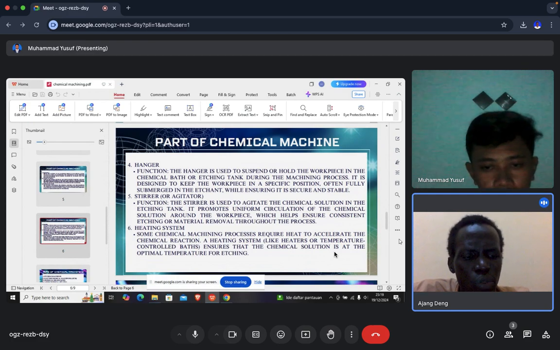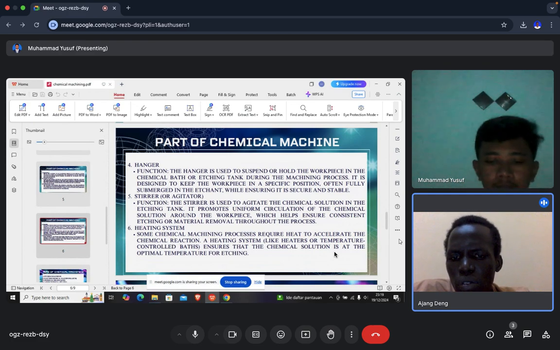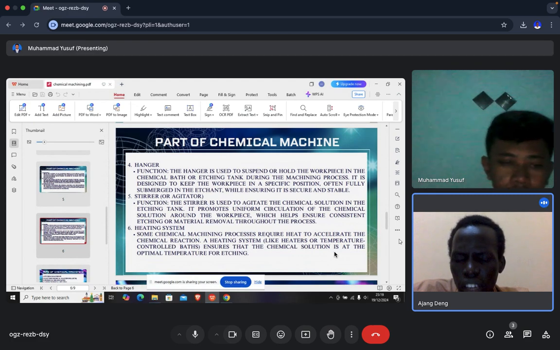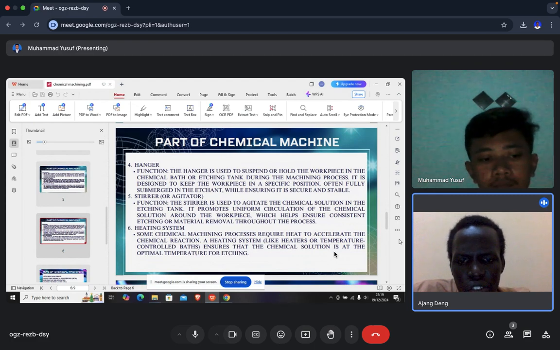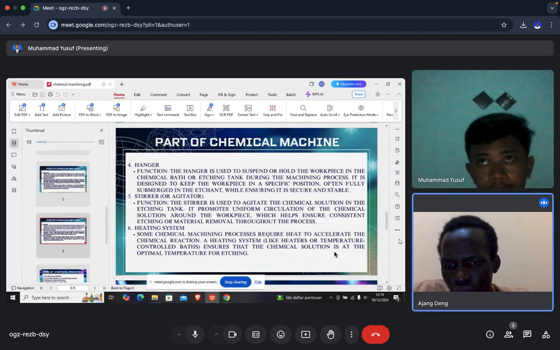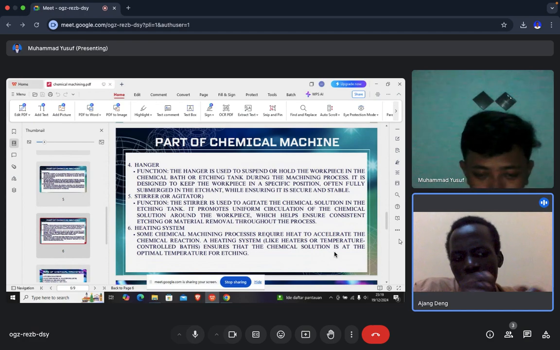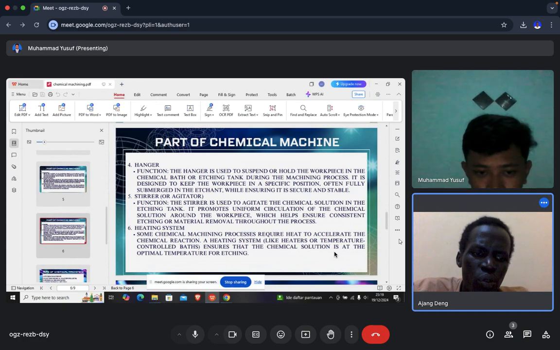The next thing we have is the heating system. Some chemical machining processes require heat to accelerate the chemical reaction. A heating system, in other words, we can use heaters or temperature control baths. The heating system ensures that the chemical solution is at the optimal temperature for etching. So we regulate the temperature according to how we want it.